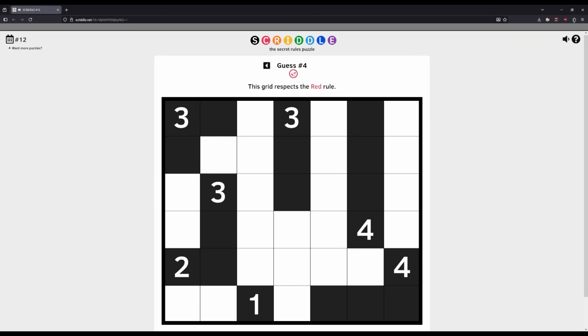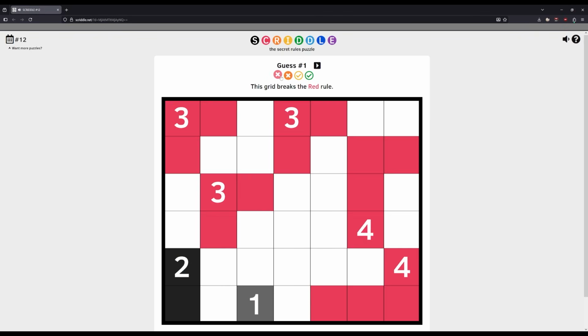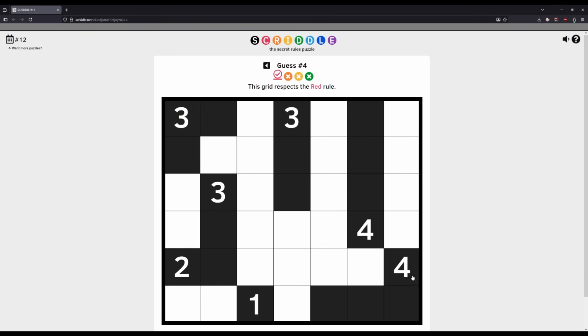Okay, let's see what it does with this. Red rule, okay. So it's definitely not straight lines. If you see, this was broken here with non-straight lines, but actually this one here is fine, and we've got several numbers that are not straight lines. So that's good, that's really good.